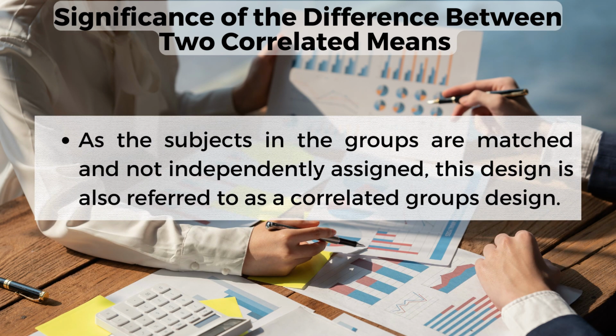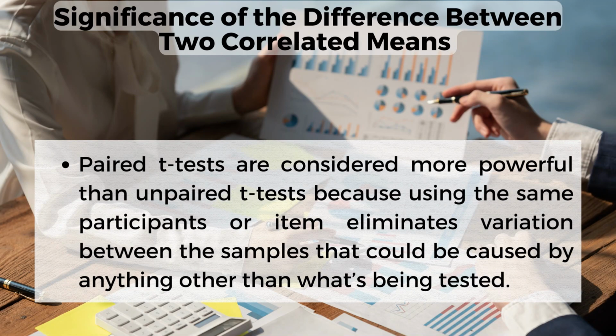As the subjects in the groups are matched and not independently assigned, this design is also referred to as the correlated groups design. The matched sample or paired sample t-tests are considered more powerful than the unpaired sample t-test because using the same participant or item eliminates variation between the samples that could be caused by anything other than what is being tested.